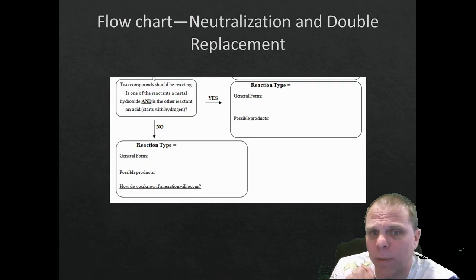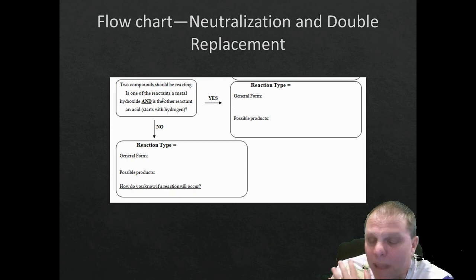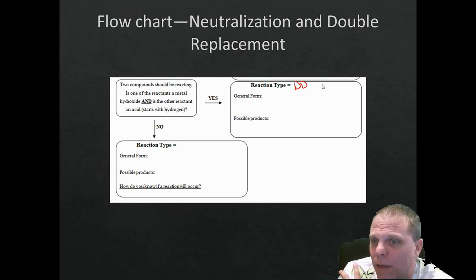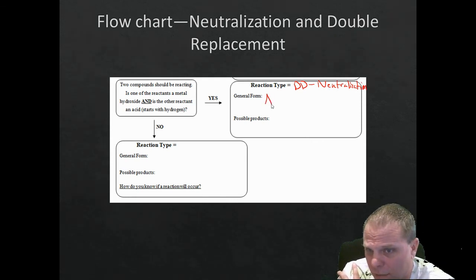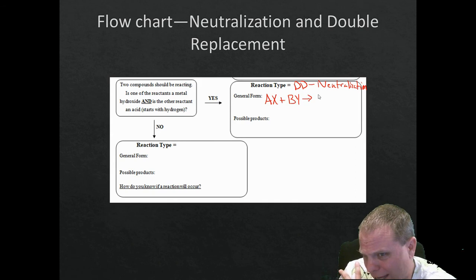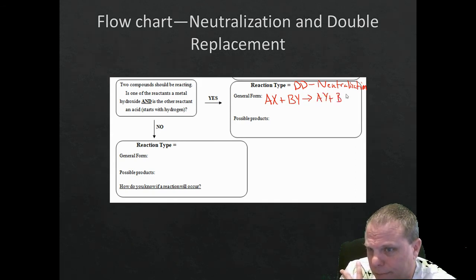It says two compounds should be reacting. Is one of the reactants a metal hydroxide, and is the other reactant an acid? If that's the case, then this is double displacement, but a special type called neutralization. So the neutralization reaction is, again, the same form: AX plus BY gives you AY plus BX.